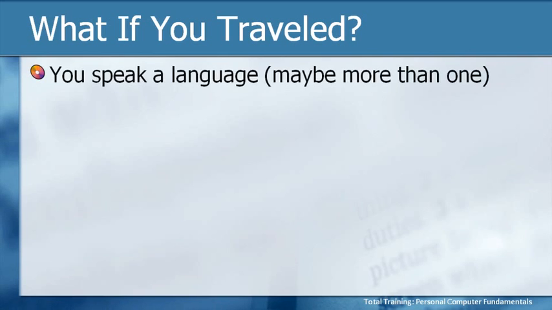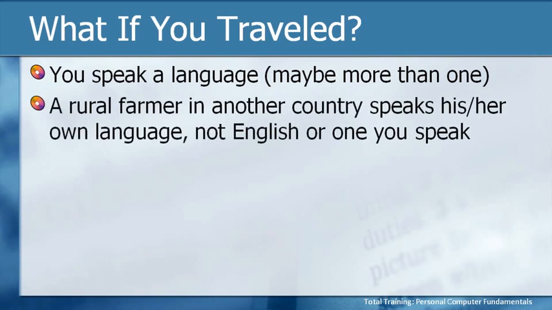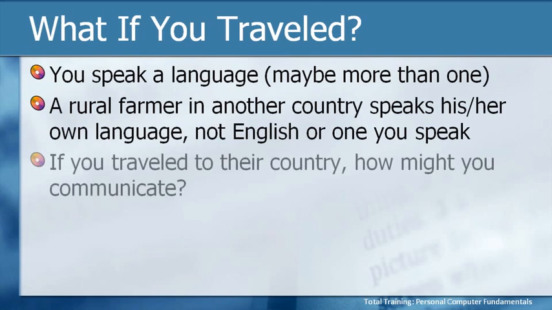So in order to explain this, I'd like to use an analogy. And I'm going to start off with a question, which is, what if you traveled? We know that you speak a language, maybe even more than one. And for our purposes, we're going to say that your primary language is English. But what if you traveled to a different country and you ran into a rural farmer in another country and they speak only his or her language? Maybe they've never been outside of their own town. They don't speak English and they don't speak any of the languages that you happen to speak.